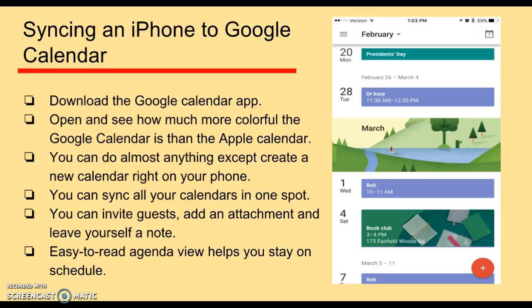When I synced my Google Calendar into my iPhone, I was very pleasantly surprised to see how much more colorful the Google Calendar is than the Apple. I can do almost anything except create a new calendar on my phone. I can sync all my calendars in one spot. I can invite guests, add an attachment, and leave myself a note. And with the easy-to-read agenda view, I can stay on schedule.